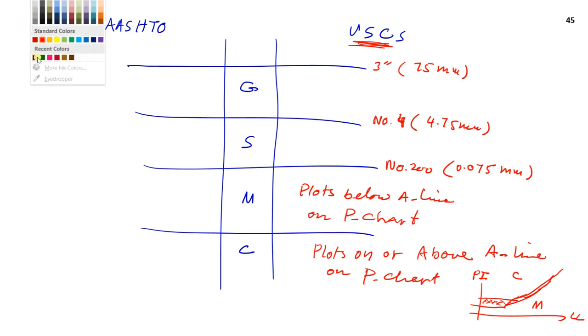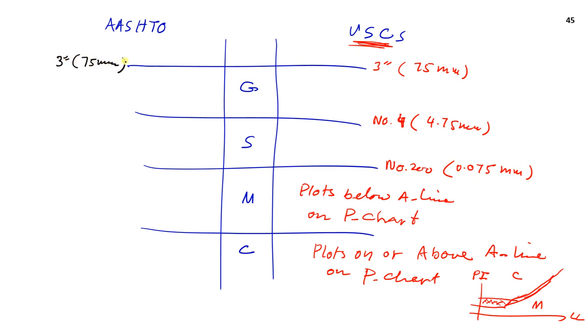Now let's look at what happens with AASHTO. For AASHTO, the upper limit is the same, 3 inch or 75 millimeter. Now the major difference is here. This is not the number 4 sieve, but the number 10 sieve. Number 10 sieve is 2 millimeter. So up to 2 millimeter, it is considered gravel. This is the big difference between unified and AASHTO. And for the division between sand and fines, it is the same, number 200 or 0.075 millimeter.